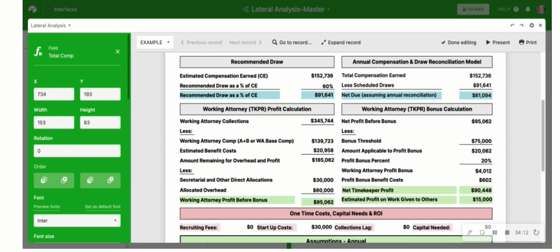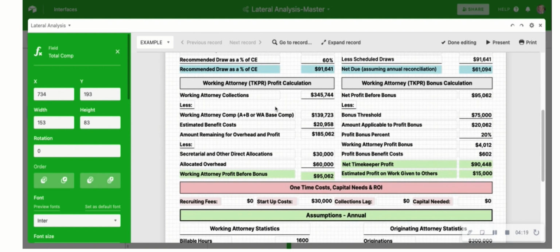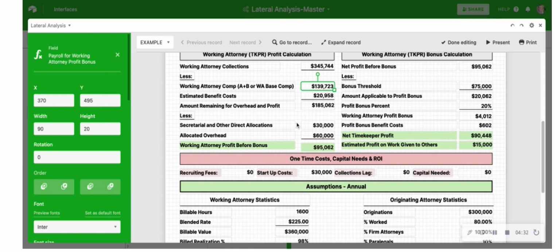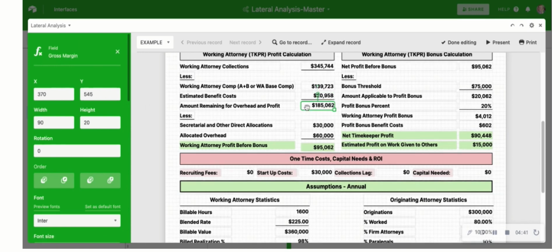So like I said before, this is very functionality rich. So I'm just going to go over the basic stuff here, but we typically use this area when we're calculating profit. So this is those working attorney collections that we calculated before. And we subtract out their compensation. We subtract out their estimated benefit costs, which we usually calculate at 15% of their compensation. This is what's left over before we subtract out overhead.